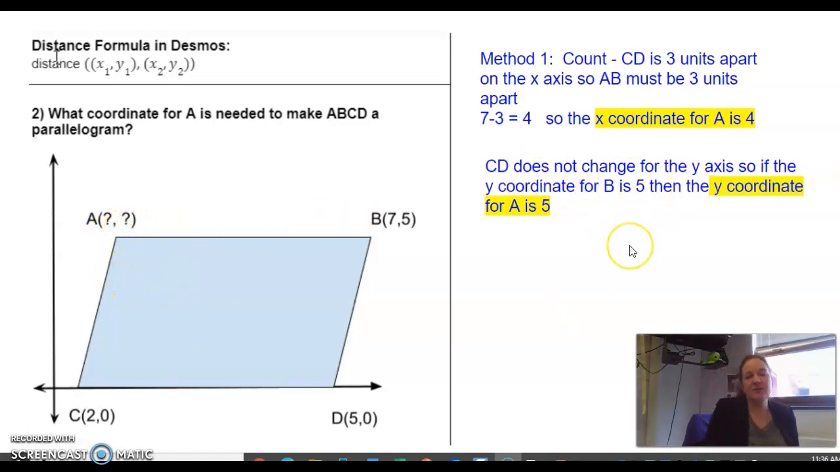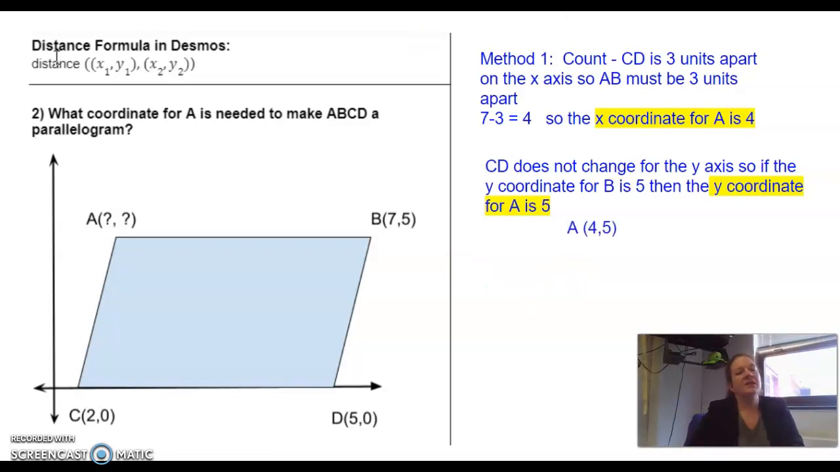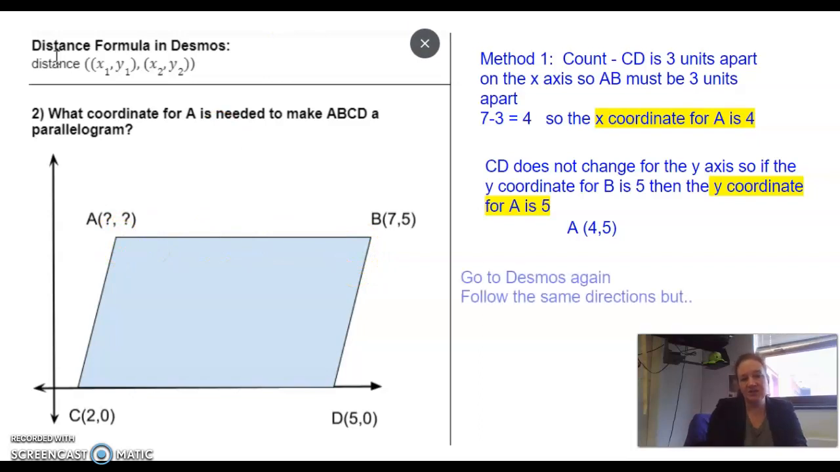My y value doesn't change, so I don't have to count up or down. If it's (2, 0), (5, 0), so if this is 5, the y value for A has to be 5 as well. So my new point is going to be (4, 5), right? That's 3 units from 7, but it's on the same line as 5. You can check this in Desmos.